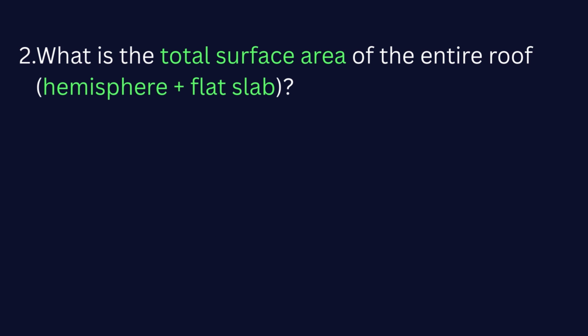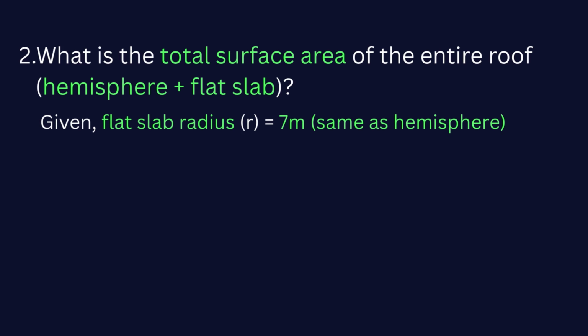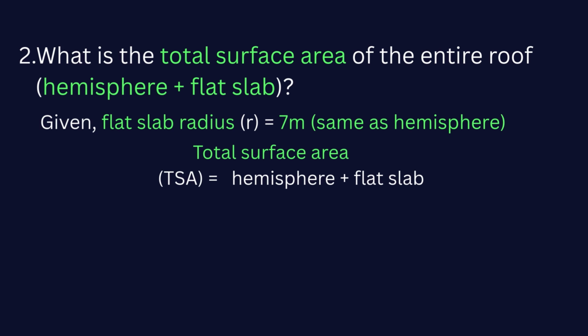Let's move on to the second part of the question. Given the flat slab radius equal to 7 meters, it is the same as the hemisphere. So the total surface area equals hemisphere plus the flat slab. To get the total surface area, we know that the curved surface area of the hemisphere is 308 plus pi r squared, which is the flat slab, which is the surface of a circle, in our case the bottom part of our roof.